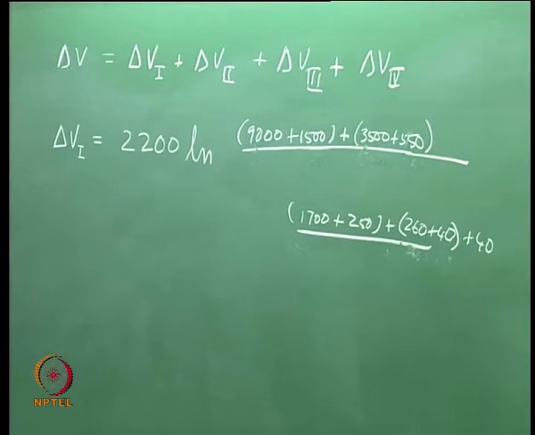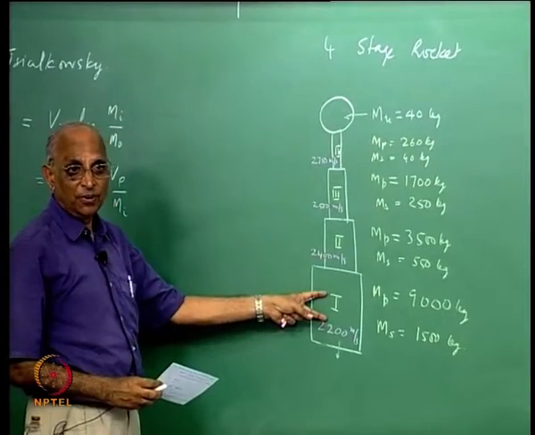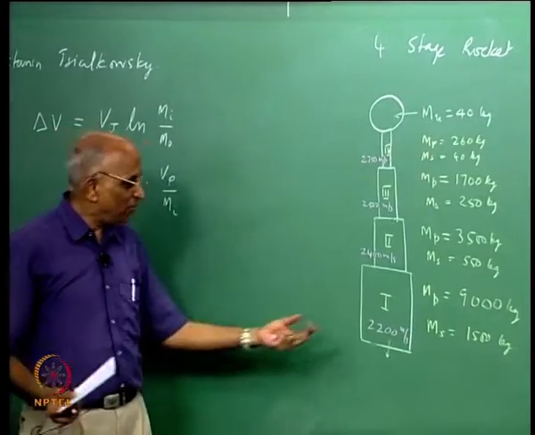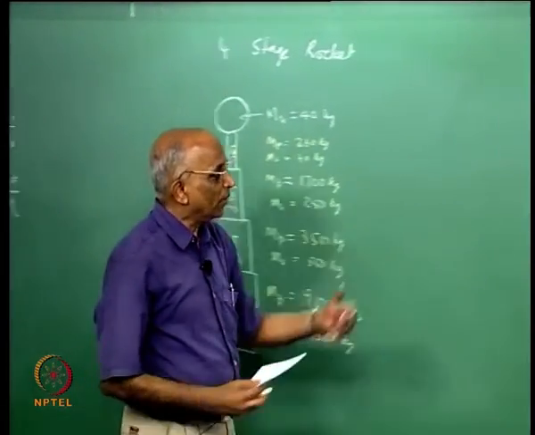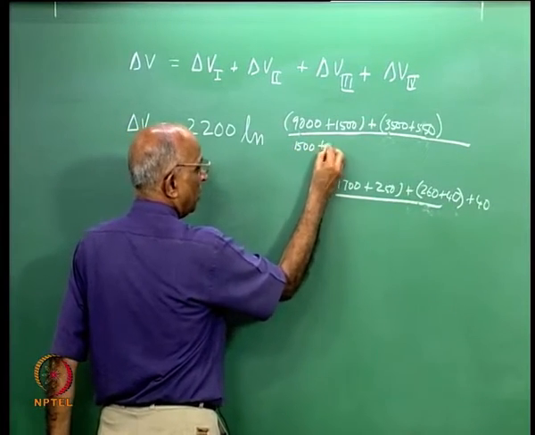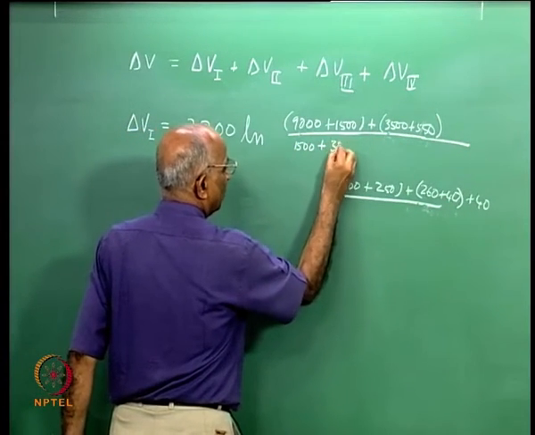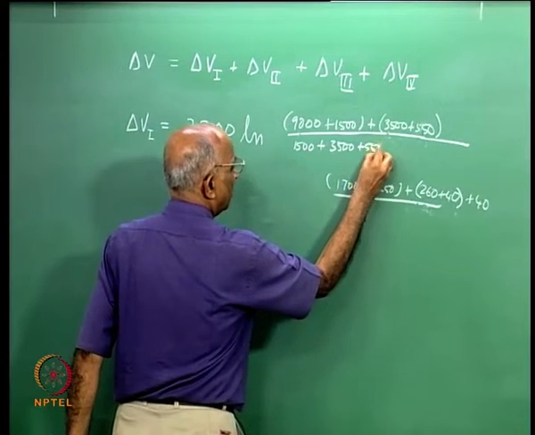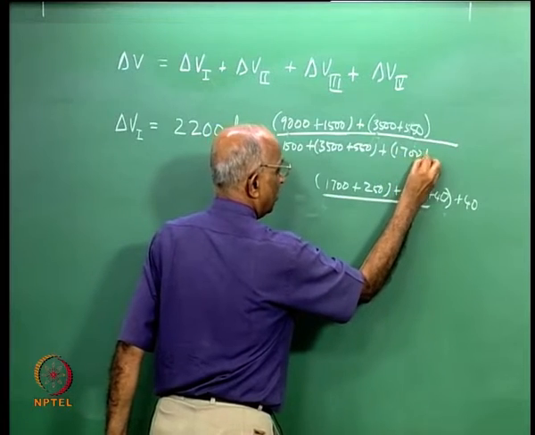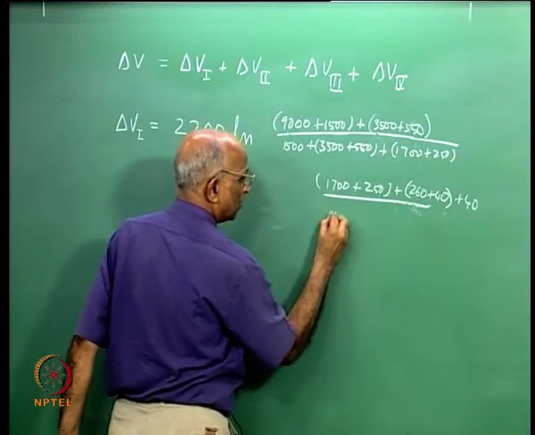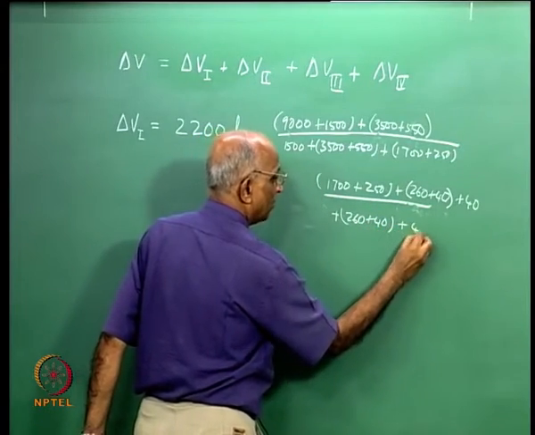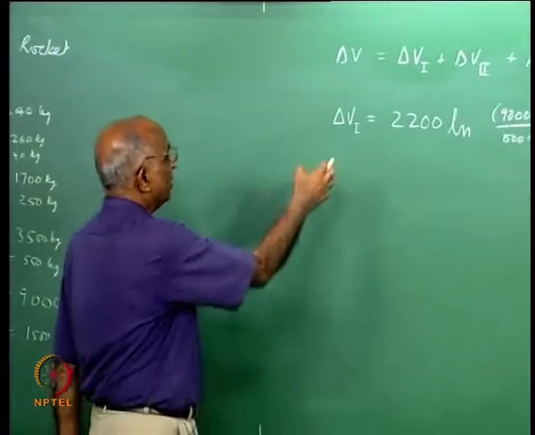Now, what is the final mass of this rocket after the first stage is performed? What must I remove or what must be there? First stage propellant gets burnt out, and therefore this gets knocked off, I have 1500 plus I add these two, 3500 plus 550, plus I have this one which is 1700 plus 250 plus 260 plus 40 plus the value of 40, and this gives me the value of delta V1.